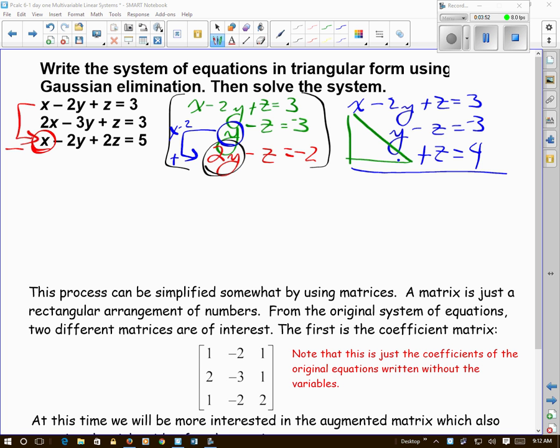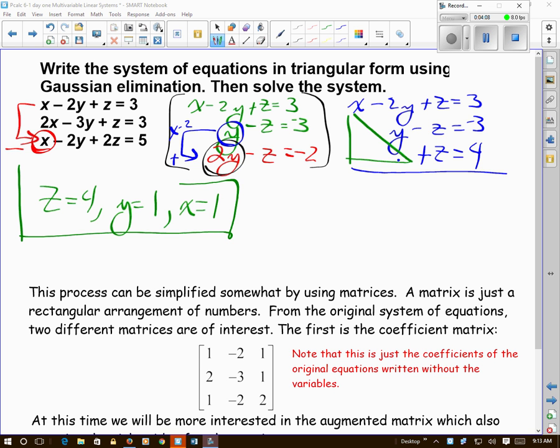So pause the video for a moment and back substitute to find the values of x, y, and z. And you should have found that x is 1, y is 1, and of course z is 4.